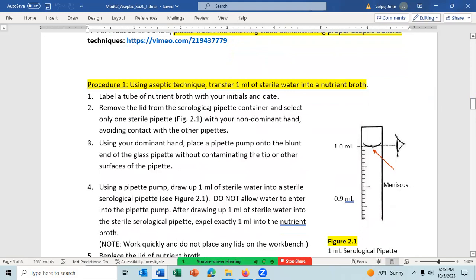You should obviously appropriately label all your tubes and your plates with more than just your initials and the date. It's not stated, but you should have the media in there, what you're inoculating, and then the temperature is optional.